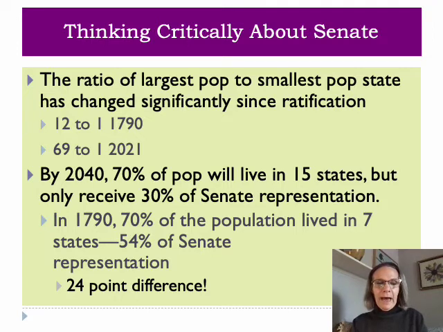Today, the gap that we have is a difference of 24 points. So 70% of the population gets 30% of the representation in the Senate come 2040, and in 1790, 70% got 54%. If you take the difference between 54 and 30, it's a 24-point difference. And so one wonders, if the difference was that great in 1790, whether the framers would be so supportive of every state getting 2 votes.